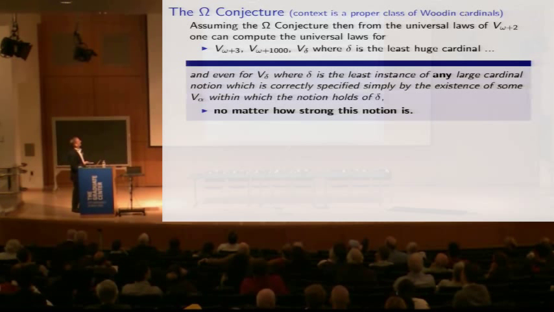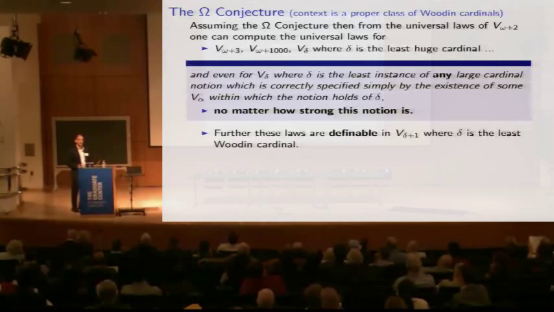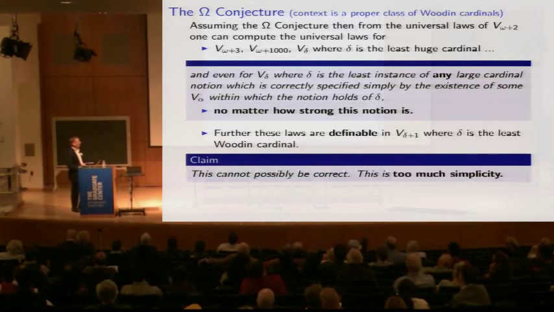Well, this is saying that the cumulative hierarchy in some conceptual sense has collapsed, and it's collapsing down to V omega plus 2. And it's even worse. These laws are actually definable in V delta plus 1, where delta is the least Woodin cardinal. You don't even need the whole universe of sets. So the laws are very complicated. From the point of view of the universal laws, the cumulative hierarchy collapses. And moreover, you only need a fixed stage of any universe of the generic multiverse to actually define what those laws are. This just can't possibly be right. This is too much simplicity.